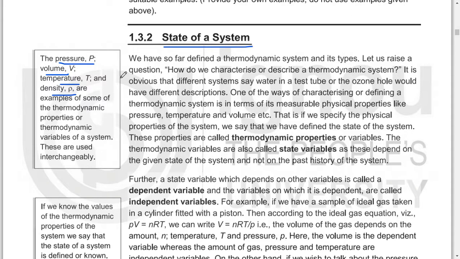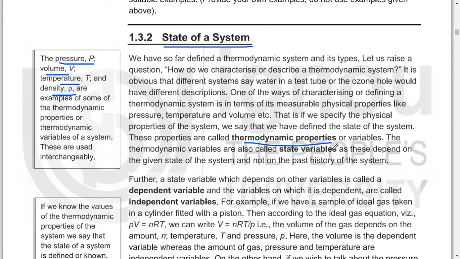We have so far defined a thermodynamic system and its types. Let us raise a question. How do you characterize or describe a thermodynamic system? It is obvious that different systems, like water in a test tube or the ozone hole, would have different descriptions. One of the ways of characterizing or defining a thermodynamic system is in terms of its measurable physical properties like pressure, temperature, and volume. That is, if we specify the physical properties of the system, we say that we have defined the state of the system. These properties are called thermodynamic properties or variables.